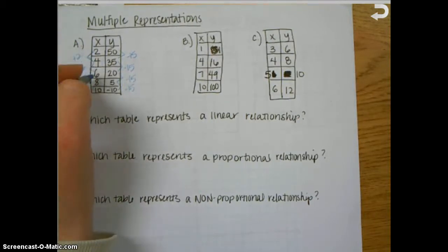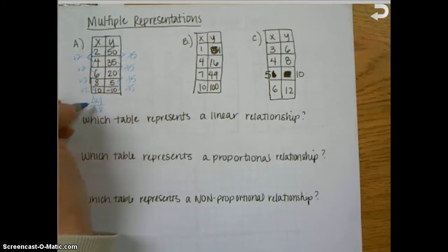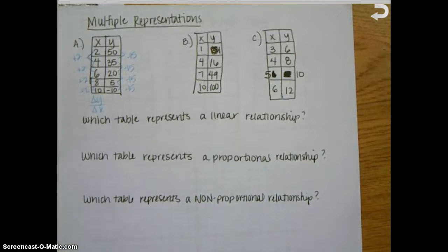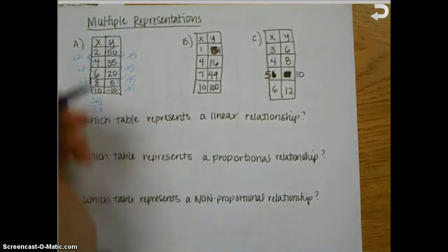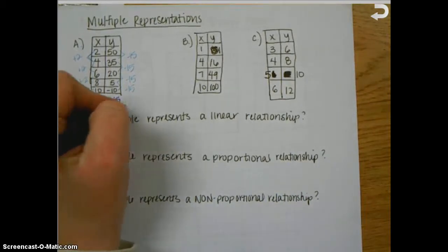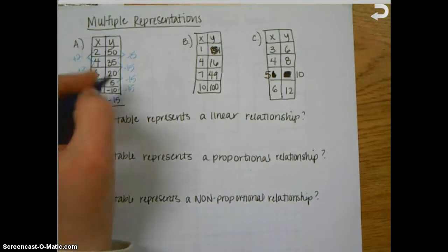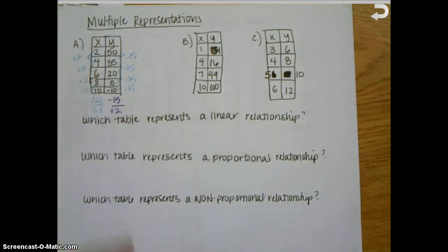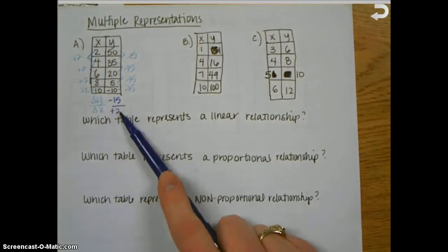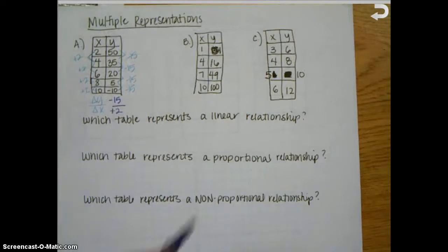So my rate of change is basically my change in y over my change in x, and that triangle is going to mean change. Now, my change in y is negative 15. So every time my y decreases by 15, my x is going to increase by 2. So my rate of change would be my y is going to decrease by 15 as my x increases by 2. So let's look at the next table, B.